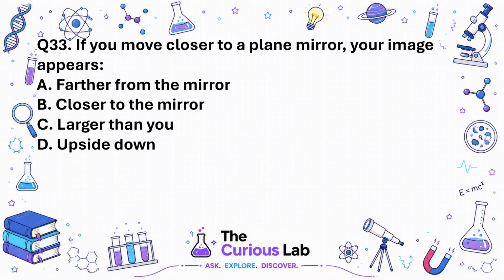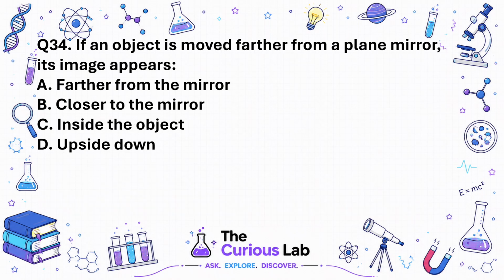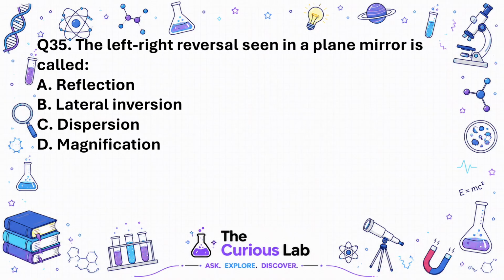If you move closer to a plane mirror, your image appears closer to the mirror. We know the image has the same distance from the mirror as object has from the mirror. If the object is coming closer to the mirror, the image will also come closer to the mirror. If an object is moved farther from a plane mirror, the image will also move farther from the mirror. The left-right reversal seen in a plane mirror is called lateral inversion.